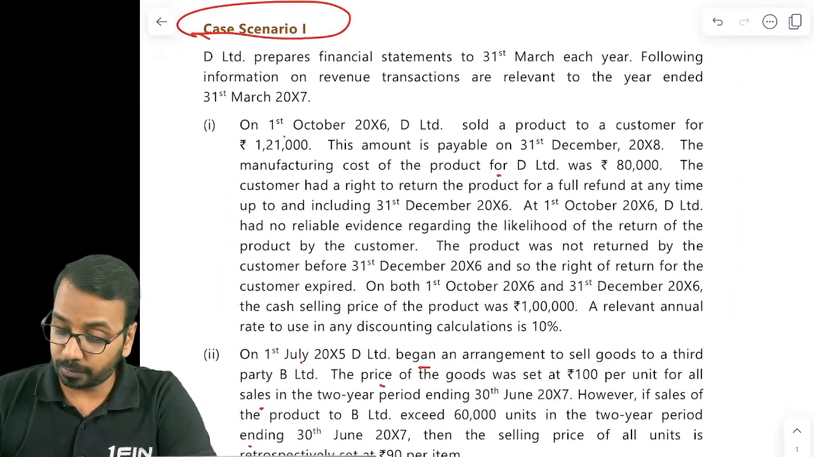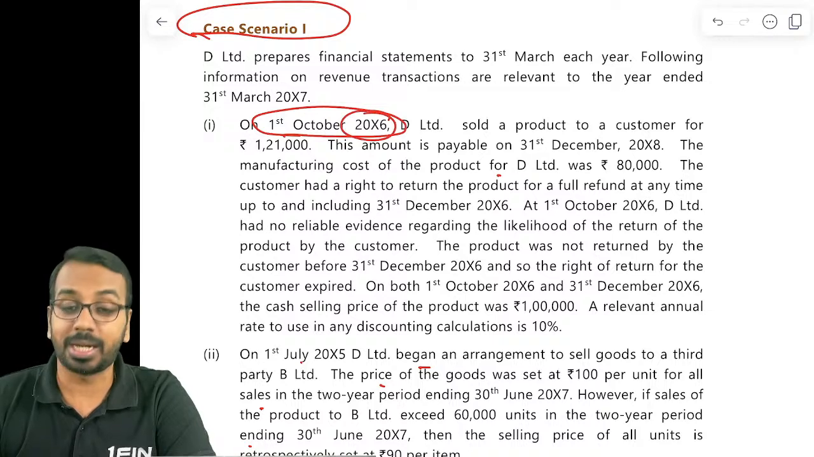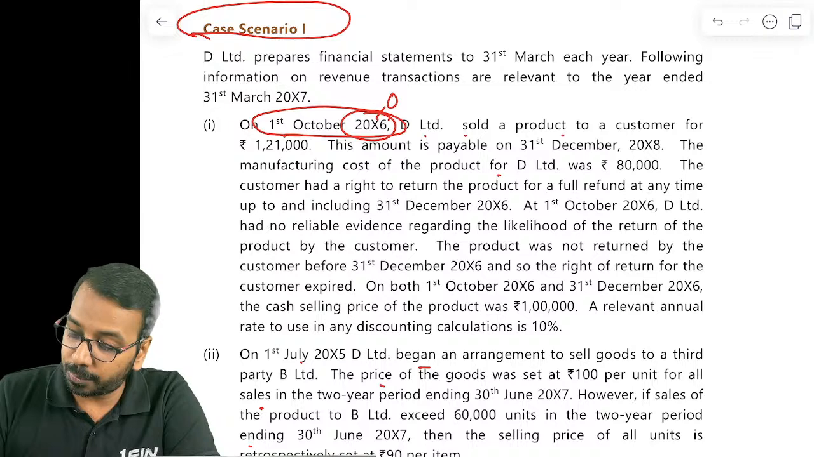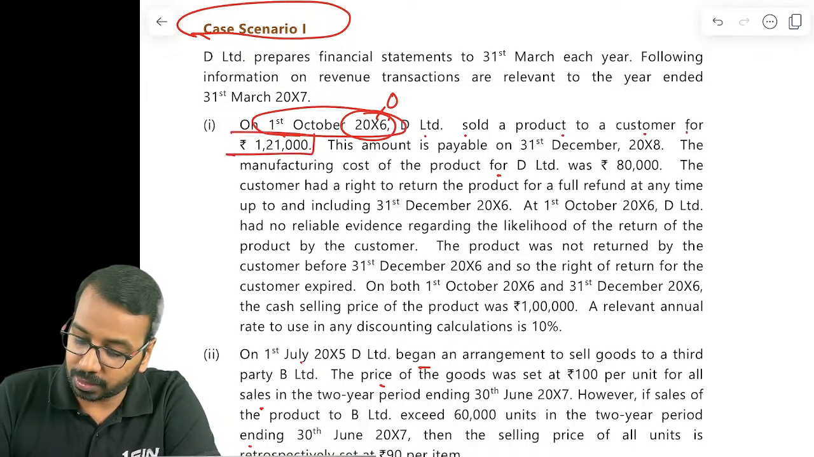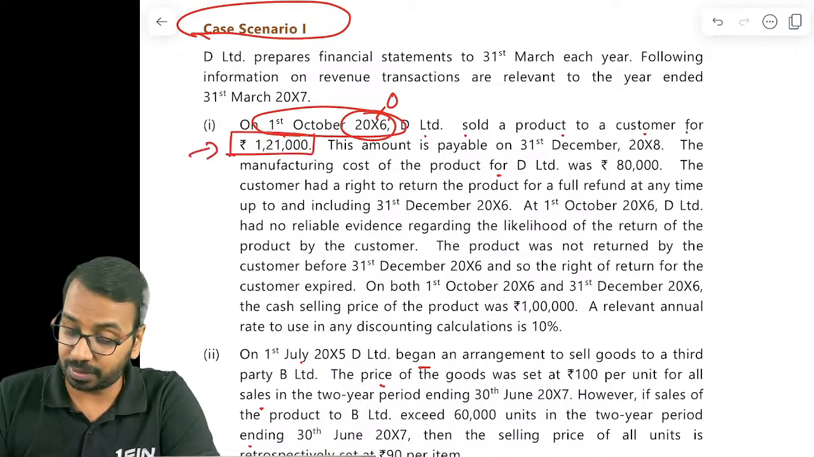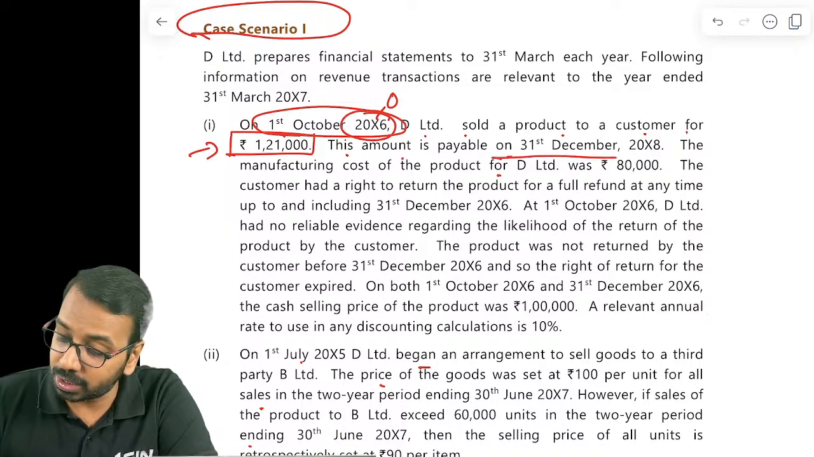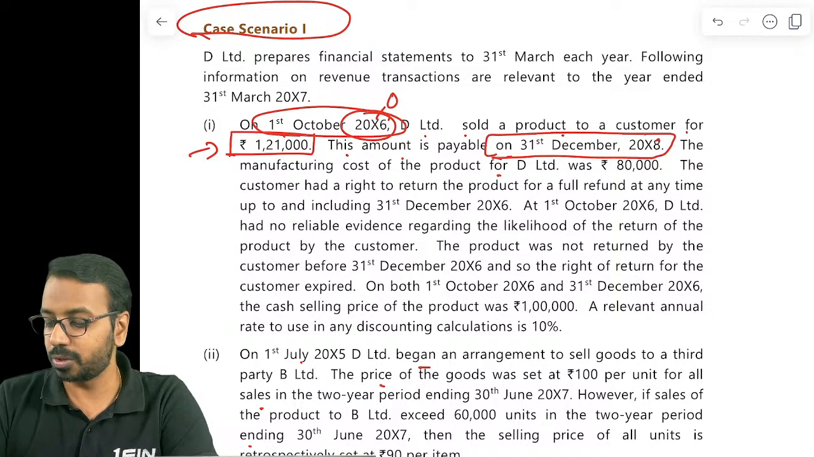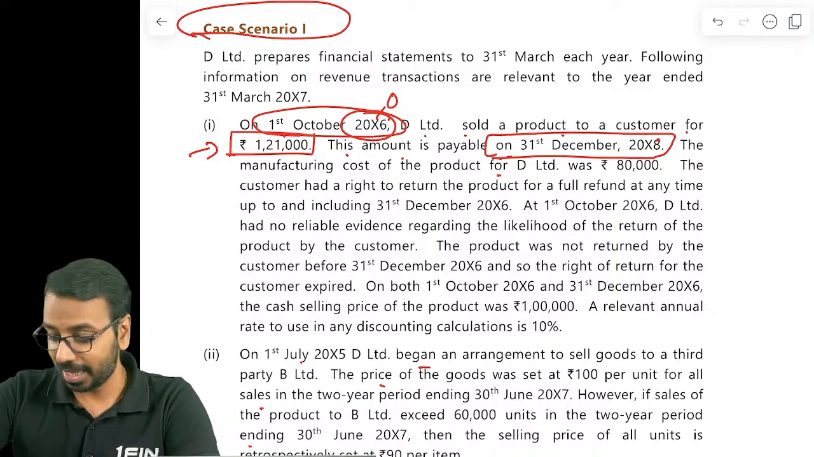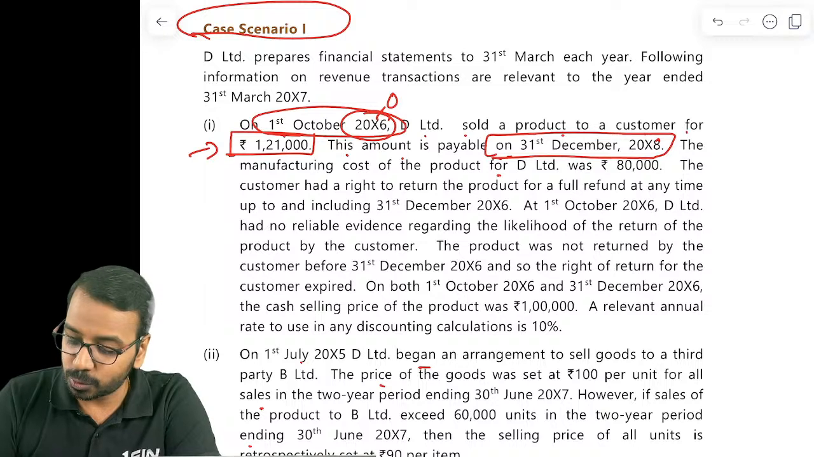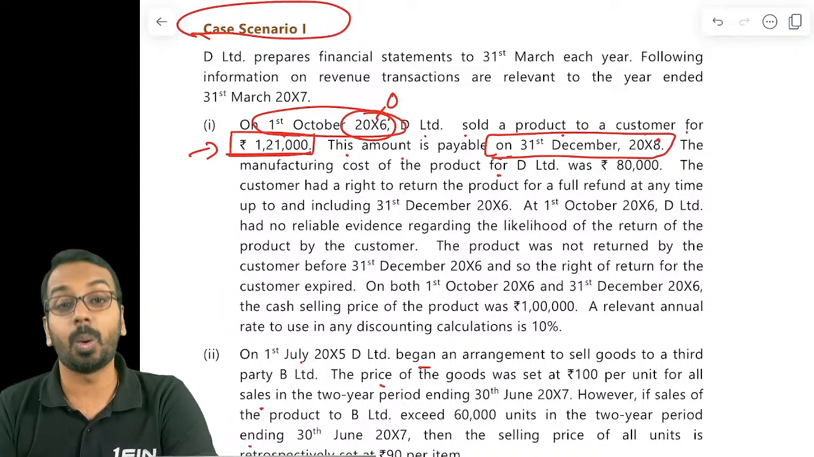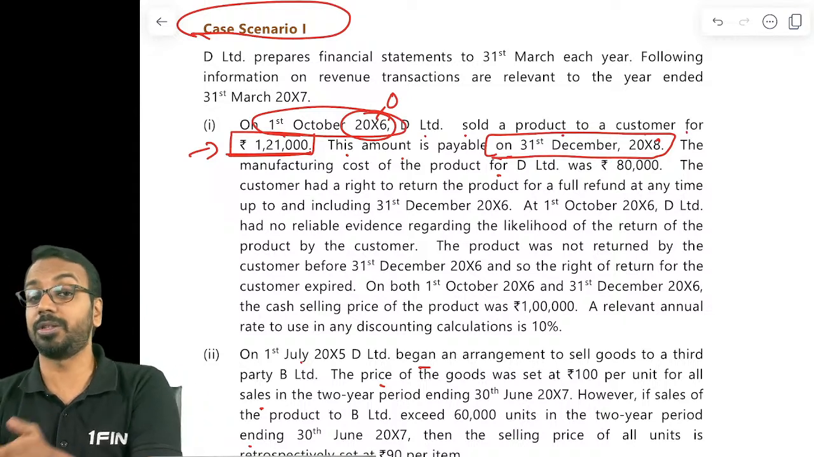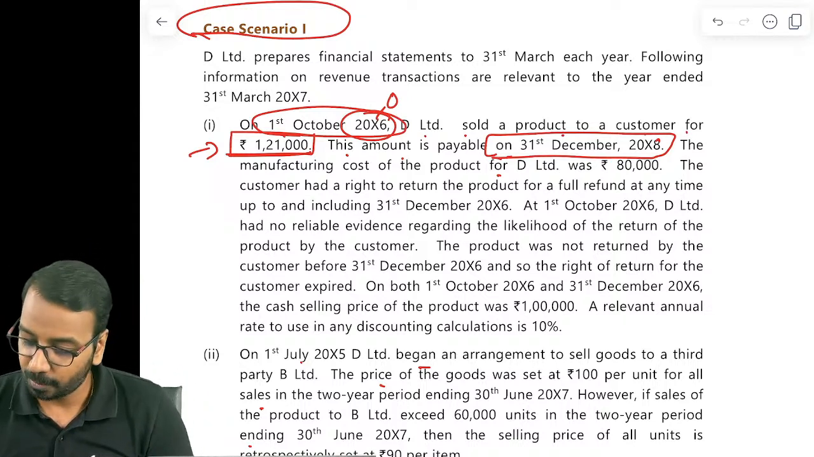On 1st of October of 2006, I read it as 2006 so that we don't get confused. Okay, so X you treat it as 0. D Limited sold a product to a customer for 1,21,000. So this is the price at which they have agreed. This amount is payable on 31st of December of year 8. So 2006 to 2008, it is paid after 2 years and 3 months. Okay, so this 1,21,000 will include what? A significant financing component. So we have to discount that 1,21,000 to recognize the revenue.